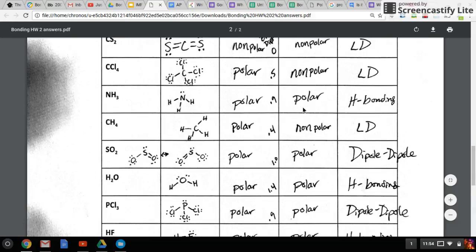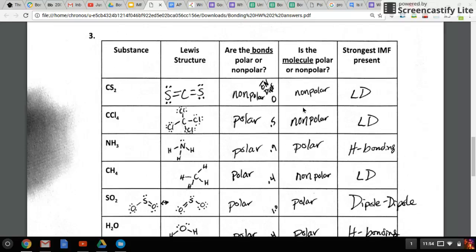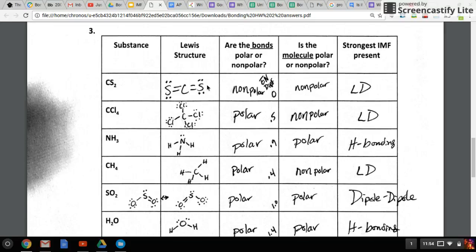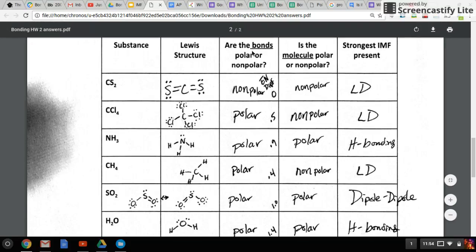Okay, here we have question number 3. So you needed to look at the substance, draw the Lewis structure. You needed to evaluate whether the bonds were polar or nonpolar. And you would have done this by finding the electronegativity difference. You could find the values in the book.